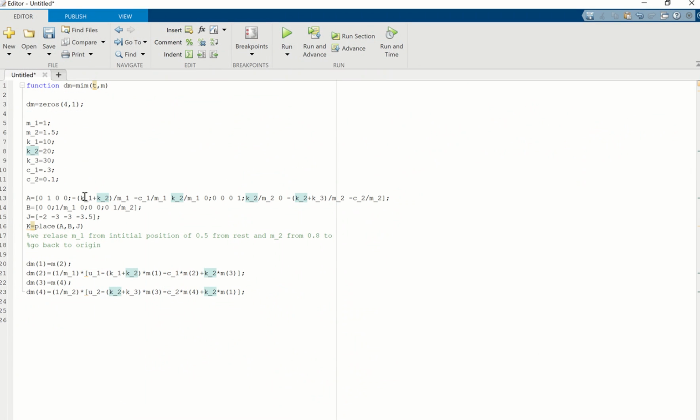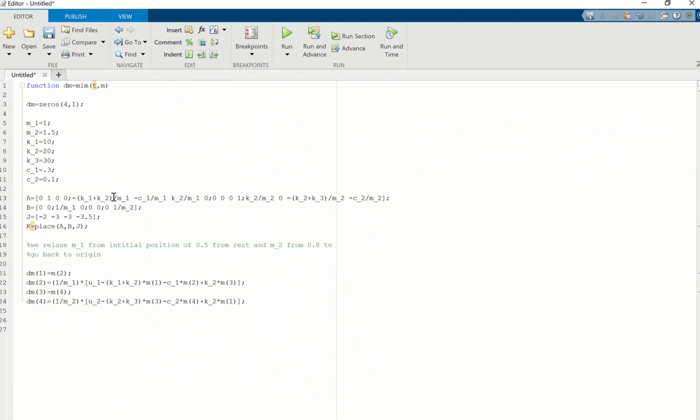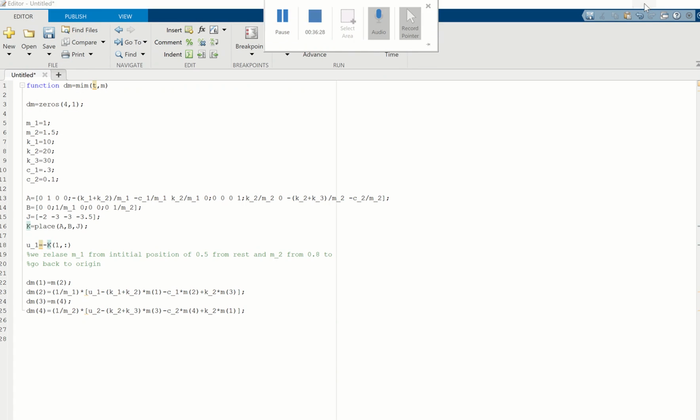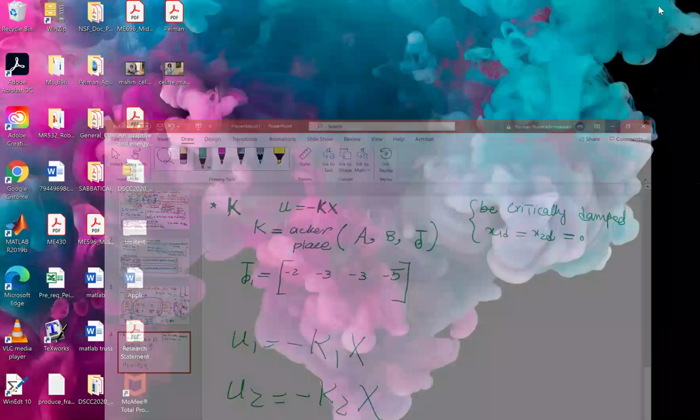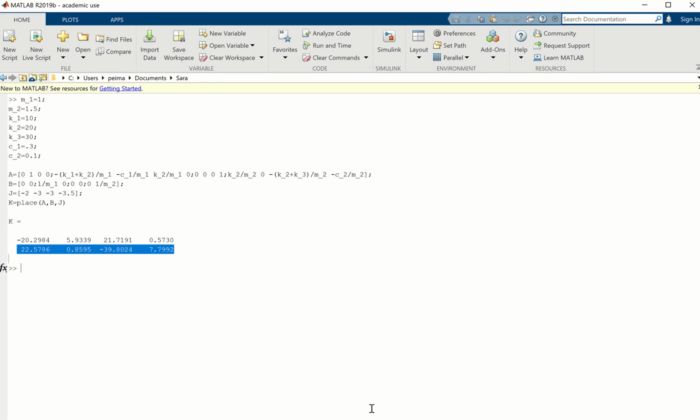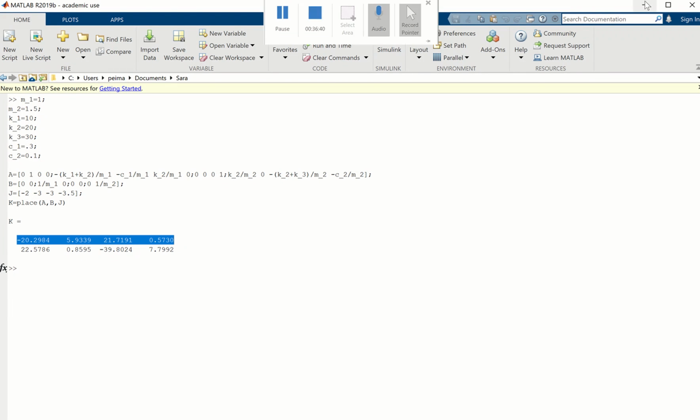That's right. But before solving the problem, let me double check everything. So now we got the K. So your u1 is gonna be your K first row and all the columns, as I showed here. By this command, I'm saying this line. That's right.